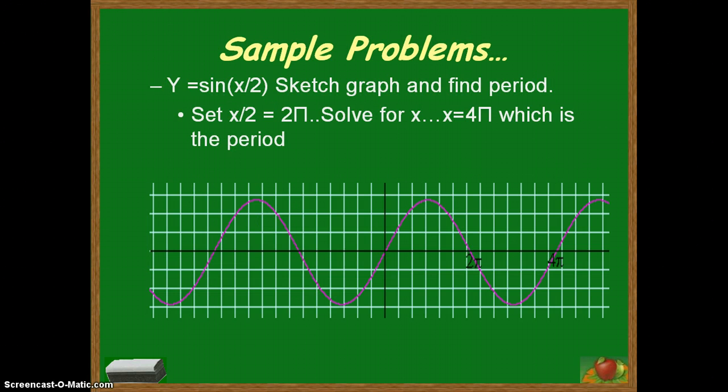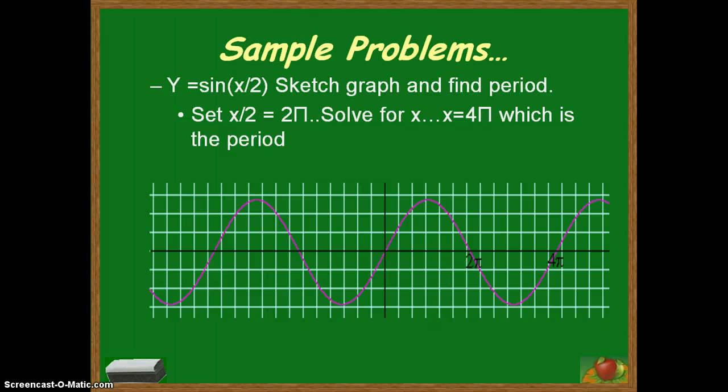Sample problems. All right, let's say we have y equals sine of x divided by 2. So let's sketch the graph and find its period. When I sketch the graph, I get something that looks like this curve that you see in front of you. To find the period is very simple. Set x over 2 equal to 2 pi, because that's the period of a normal sine function, to find out what x has to be. If you solve for x, you get x equals 4 pi.